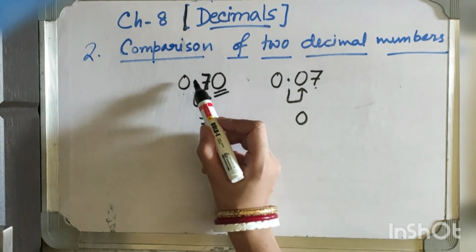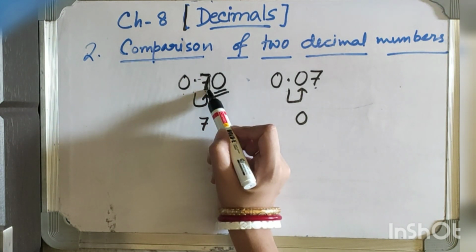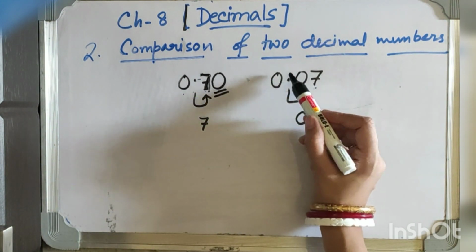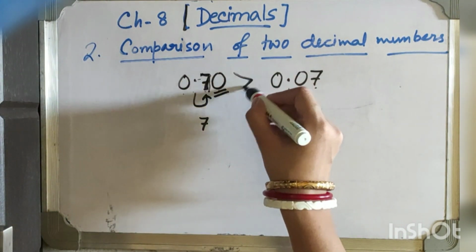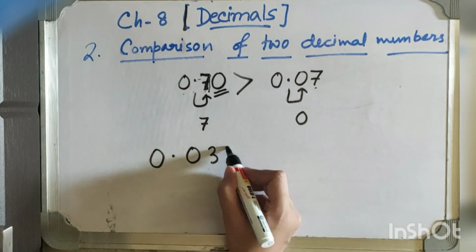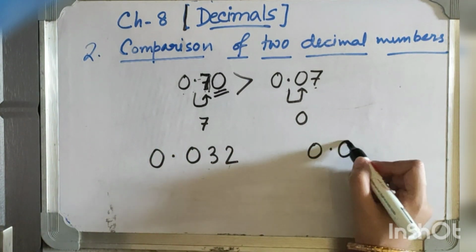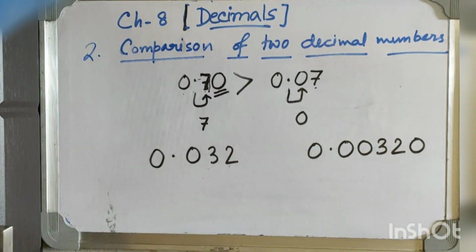So, definitely after the decimal, towards the right part, we are getting 7 in this decimal, and in this decimal number we are getting 0. So, we can easily say which one is the bigger. Definitely this one. Okay. Let's take another example. 0.032 or 0.00320. Now we will say which one will be the bigger.